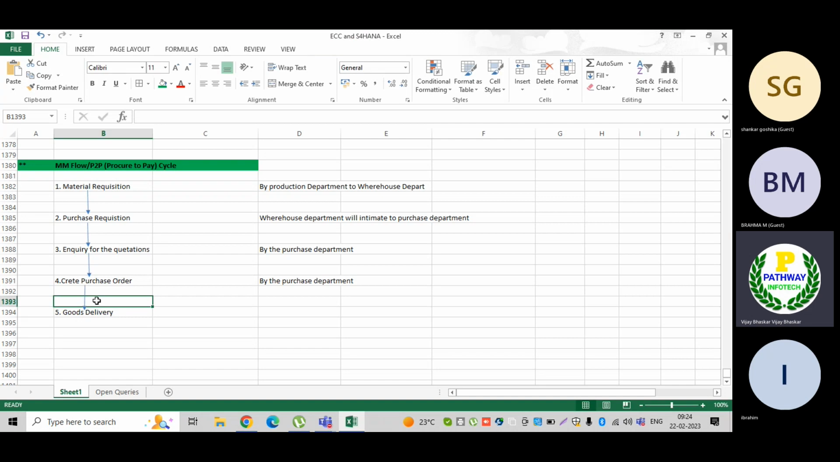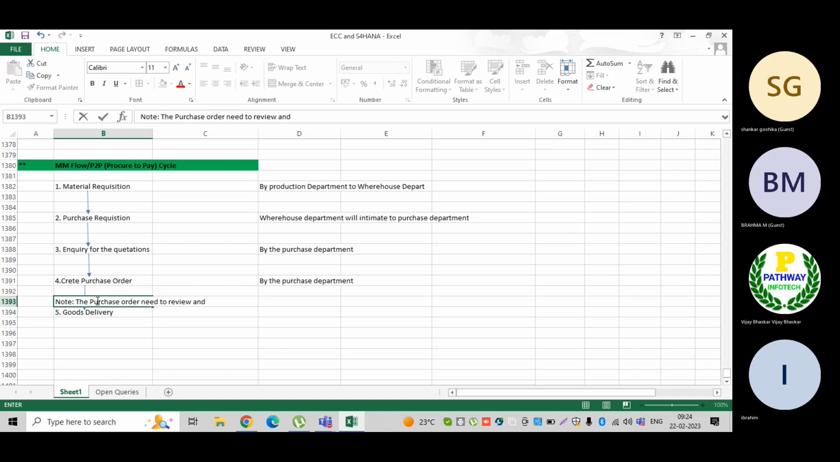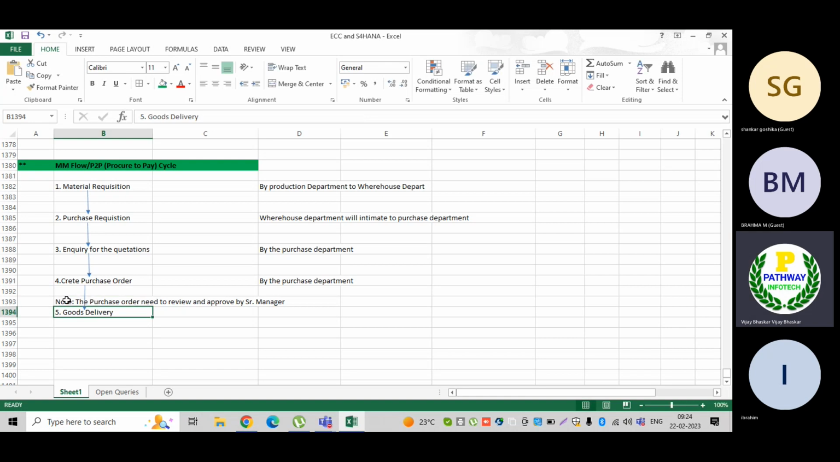Somebody needs to review that purchase order, and approve that purchase order. Note, I'll mention the PO needs to be reviewed and approved by the senior manager, in case this is the process. Once that is approved, only then it goes on. Once the purchase order is created, the purchase order needs to be reviewed and released. Approval is nothing but a release of that purchase order, remember.